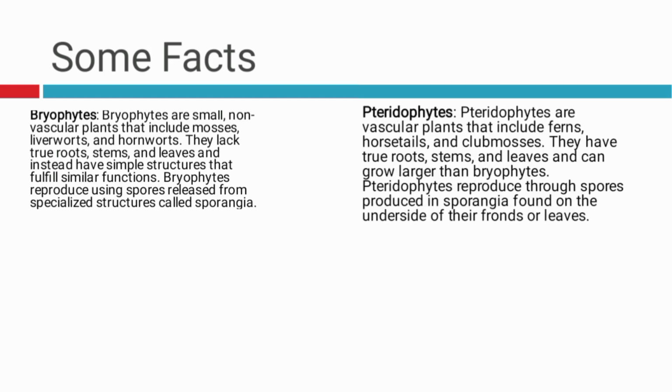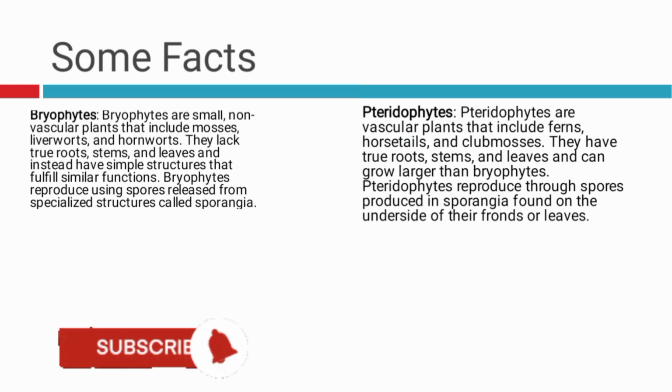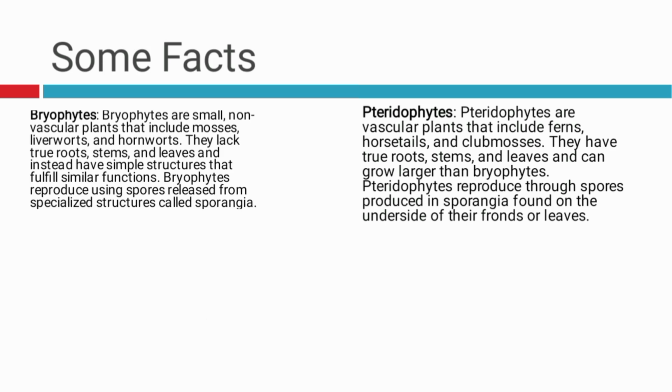Pteridophytes are vascular plants that include ferns, horsetails, and club mosses. They have true roots, stems, and leaves. So when we say something is vascular, it means that it has vascular bundles, like it has a good root system. It has xylem and phloem. So if we say non-vascular, it does not have any of these structures. So pteridophytes are vascular seedless plants, but bryophytes are non-vascular seedless plants.